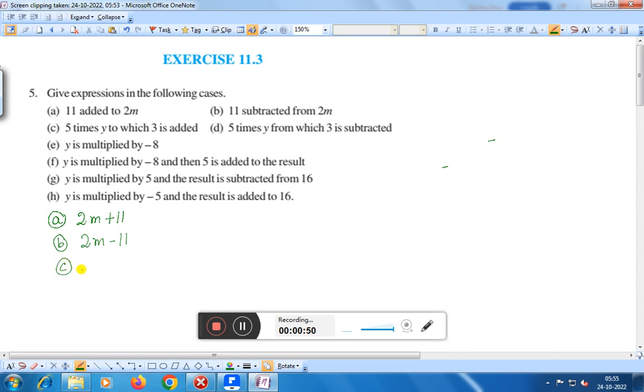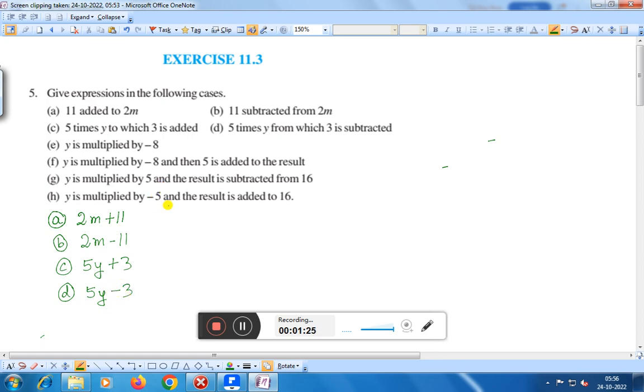Now question number C is 5 times y to which 3 is added. That is 5y plus 3, right? Now question number D is 5 times y from which 3 is subtracted. 5 times y, that is 5y, from which 3 is subtracted, minus 3.